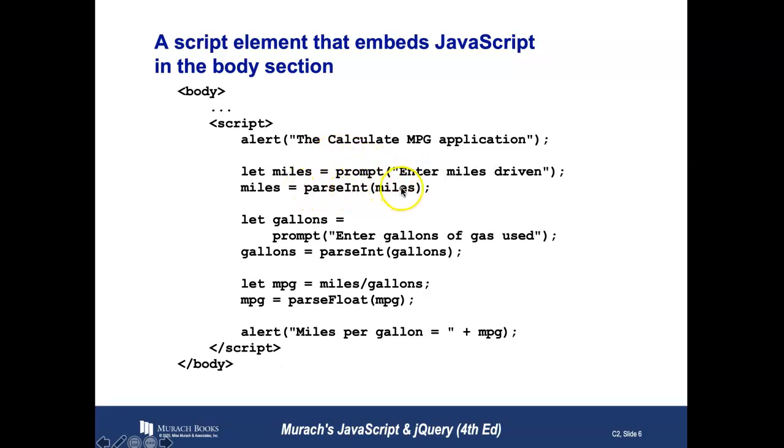Then we're going to use parseInt on miles to make sure it's a number. And now what we can do is do the same thing with gallons and let miles per gallon equal miles divided by gallons. And then we'll make sure that the MPG has the miles per gallon plus this. So MPG holds the value of miles divided by gallons. So that's just an overview. We're going to go into it much more in depth.